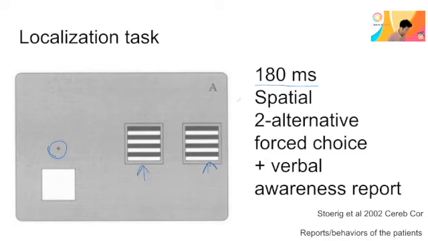Then two alternatives are given to the patient, and they are asked to choose either this location or this location. This is called a two-alternative forced choice, 2AFC. After doing that, they also report verbally whether they saw the stimulus or not. So this is the combination of the forced choice plus verbal report. So what did they find?